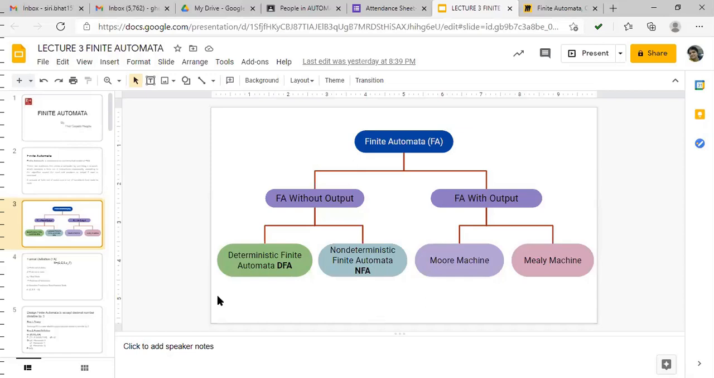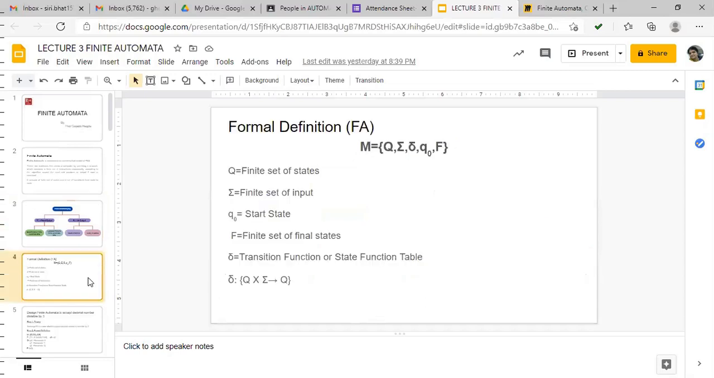We'll move on to the formal definition of finite automata. Every machine has its own formal definition. What is this formal definition? Every machine is defined with some tuples. These are known as tuples. I'll explain it now. The formal definition of finite automata is Q, sigma, delta, Q0 and F.